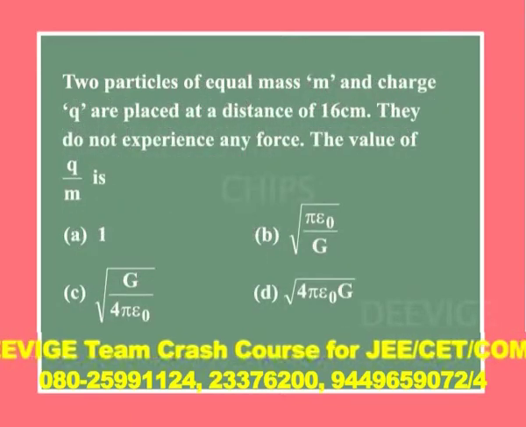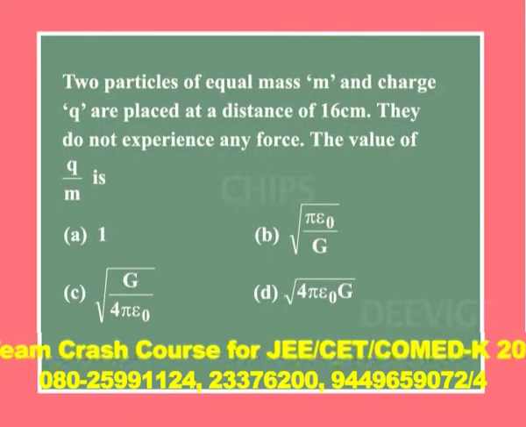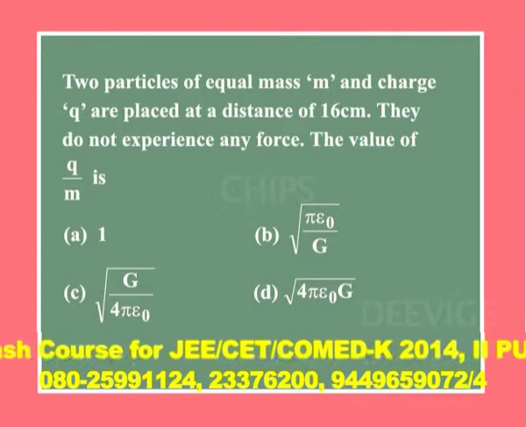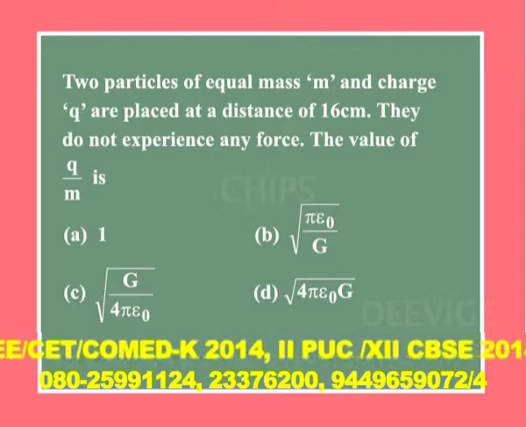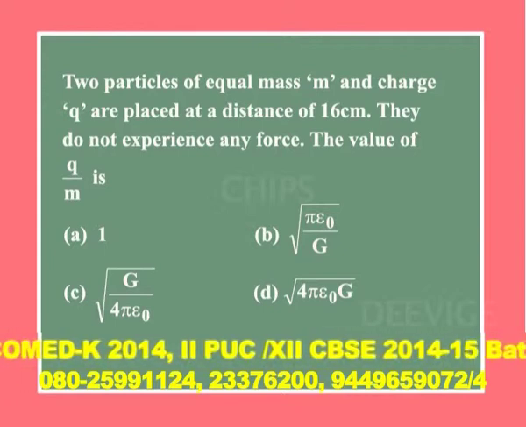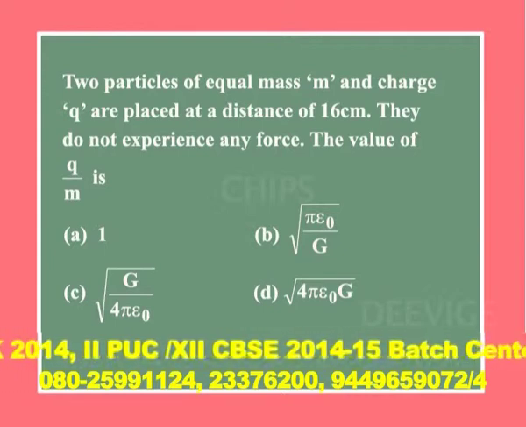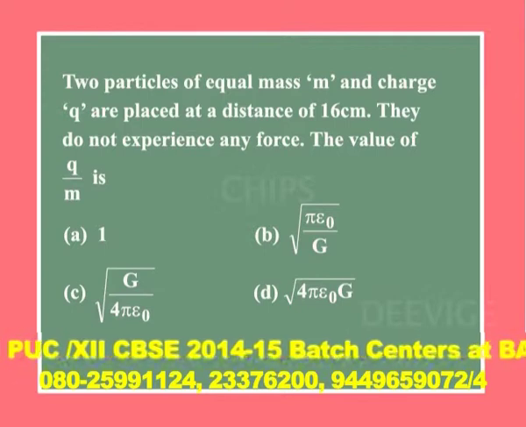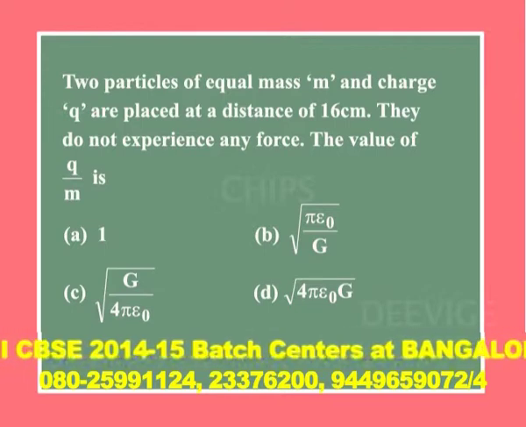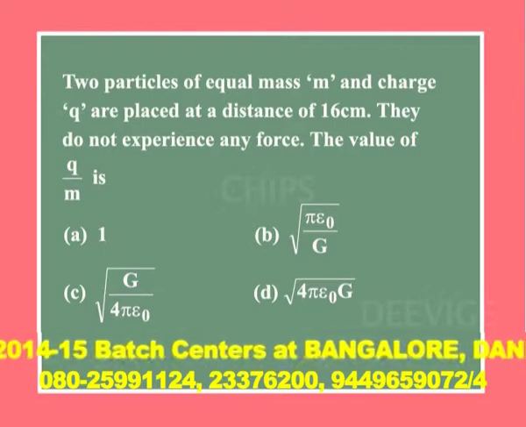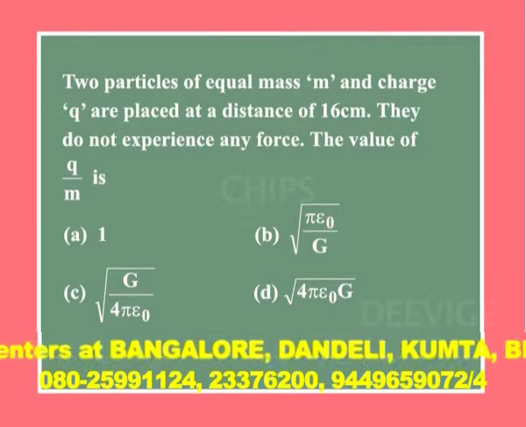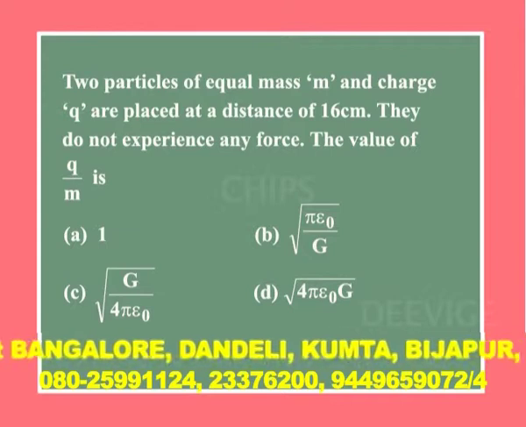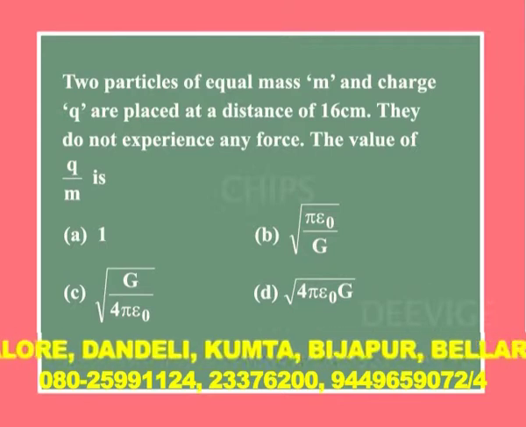Then coming to the 10th question: two particles of equal mass m and charge q are placed at a distance of 16 centimeter. They do not experience any force. The value of q by m is: option A, 1; option B, root of pi epsilon naught by g; option C, root of g divided by 4 pi epsilon naught; option D, root of 4 pi epsilon naught into g.